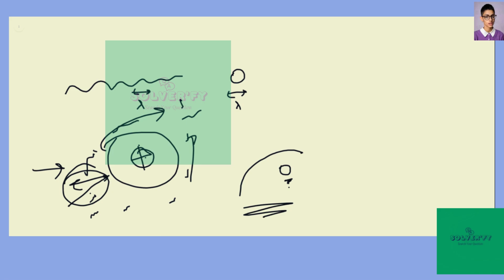But in this case, when the object is too small, the light is not affected at all. And that's why you don't see any light scattering off of the object and you will not see the object.